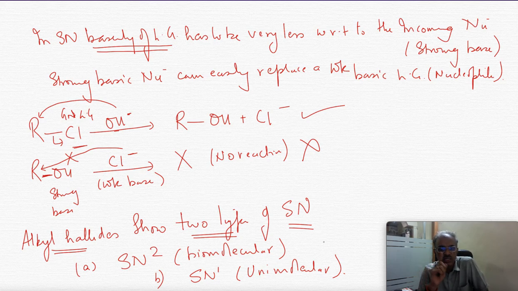One is SN2, other is SN1. SN1 is unimolecular and SN2 is bimolecular. I'll explain you in the further slides what do you mean by bimolecular, what do you mean by unimolecular. Now first we will go with SN2 reaction. Suppose this is RCl.